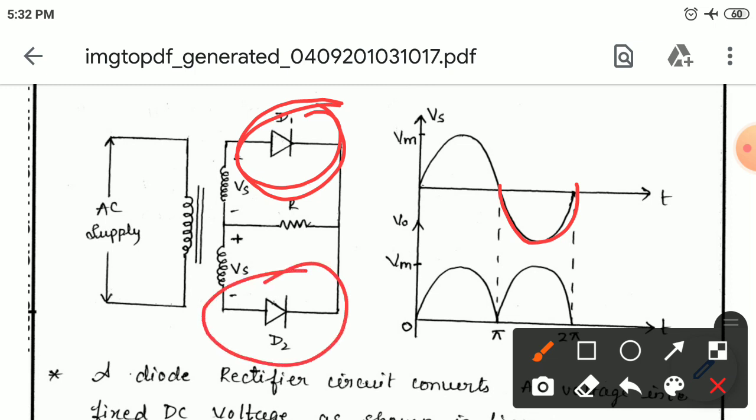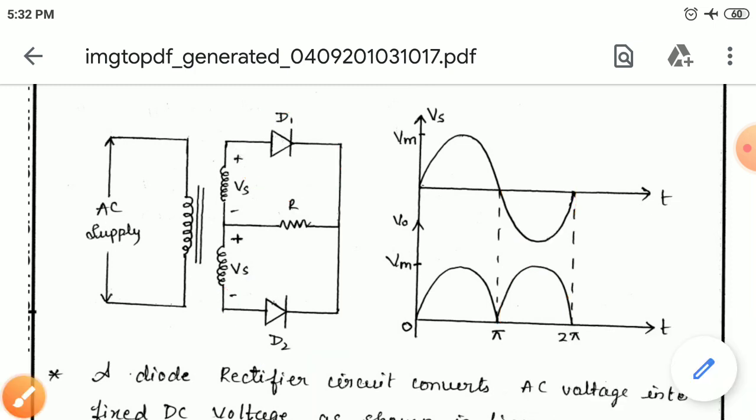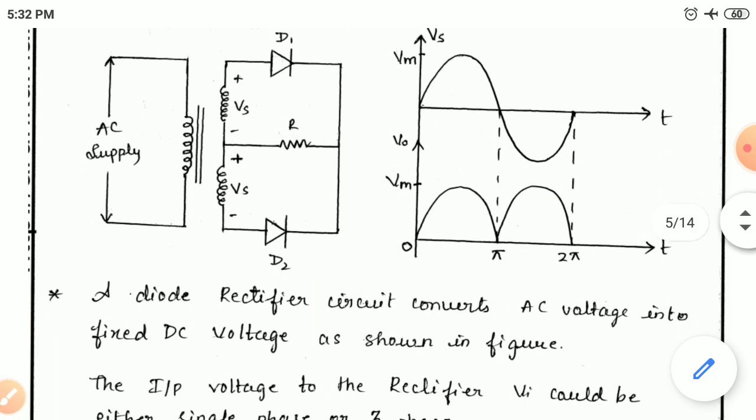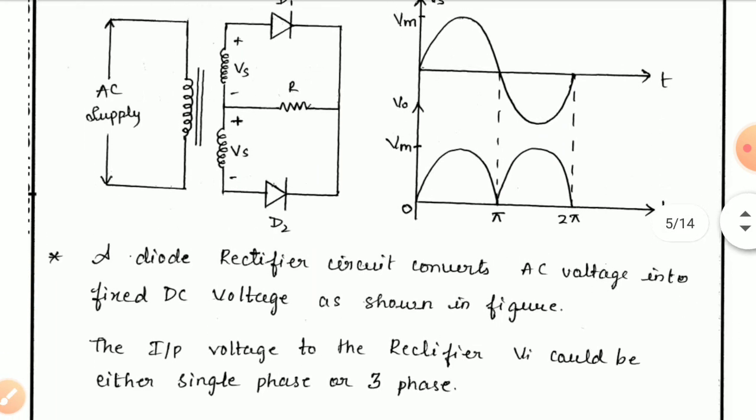So because of those two polarity conditions, the other half cycle of AC is also converted into DC form here. That is how both the diodes act simultaneously to produce the DC output voltage here. The explanation for the diode is given here.